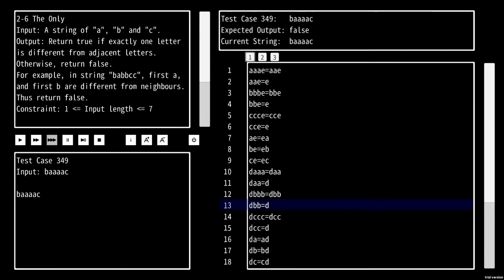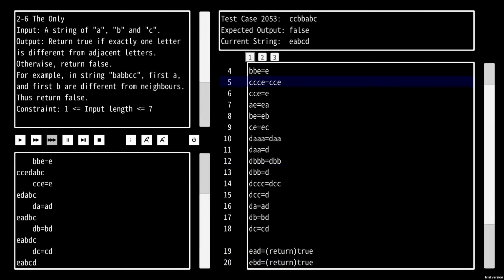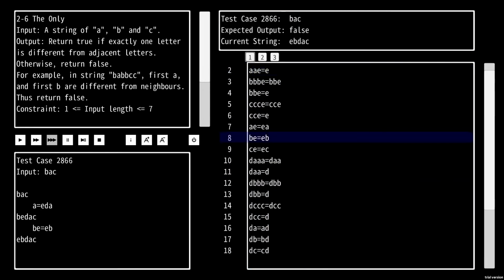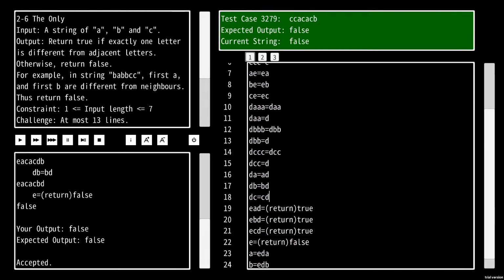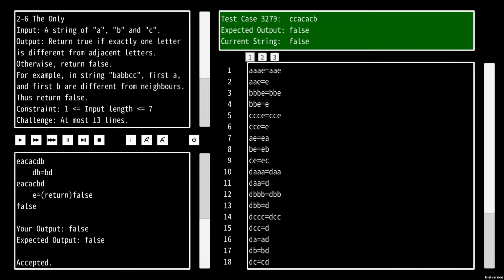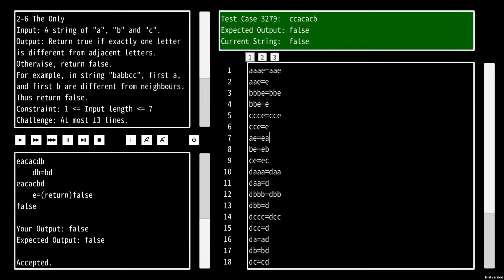Alright. How far off am I from the challenge? That's what I really want to know. 13 lines! Jesus! I don't even know how you do that, man. Okay. Maybe I can get rid of... Let me think about that. That's really interesting that you can do 13 lines.